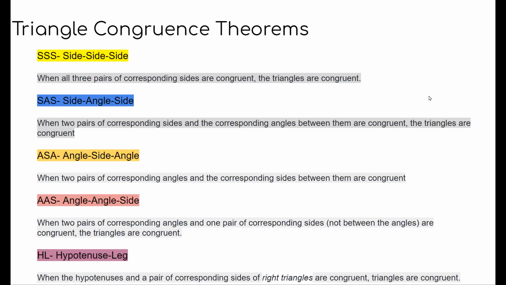And then the last one we're going to look at only applies to right triangles. It's called HL, hypotenuse leg congruence. This is a special one just for right triangles, because right triangles are the only triangles that have hypotenuses. When the hypotenuse and a pair of corresponding sides of the right angles are congruent, then the triangles are congruent.